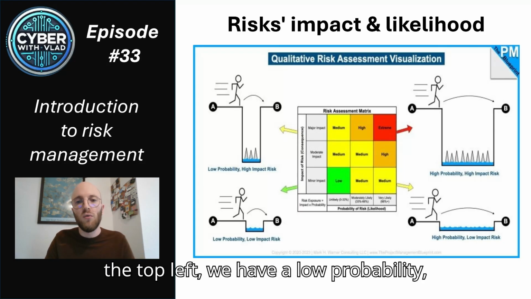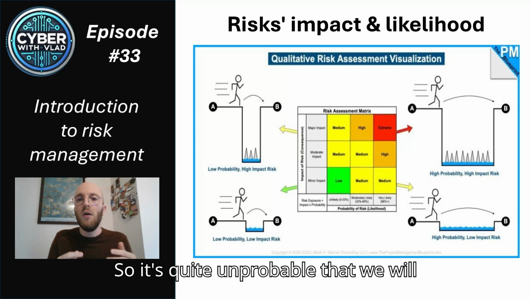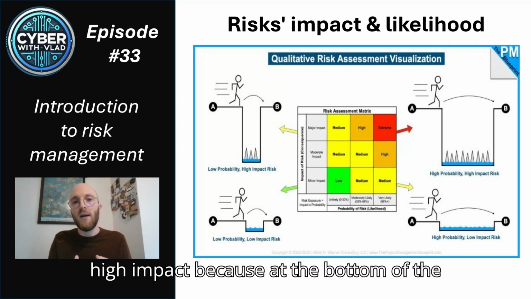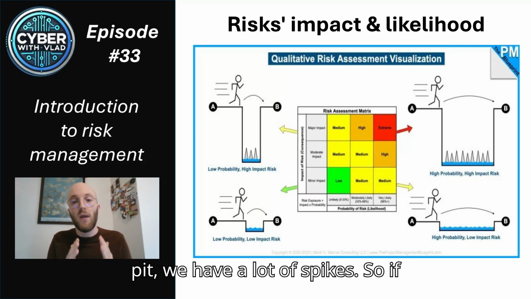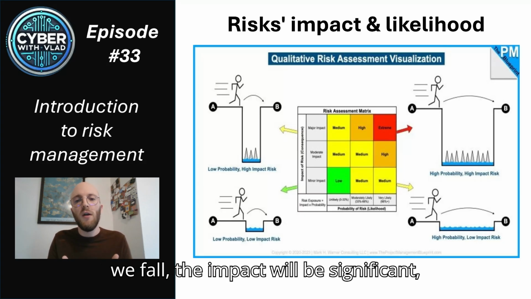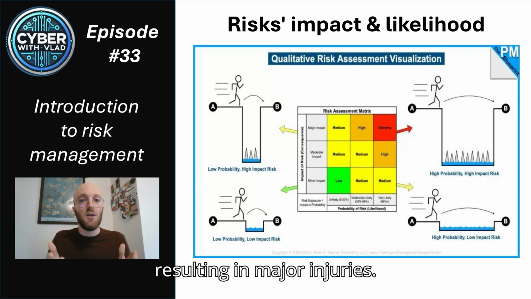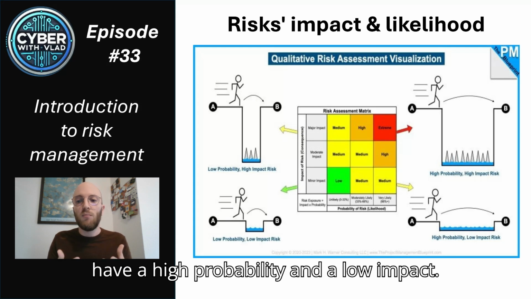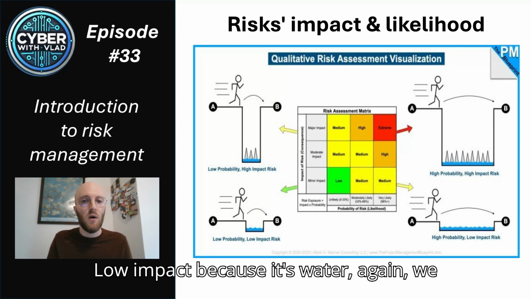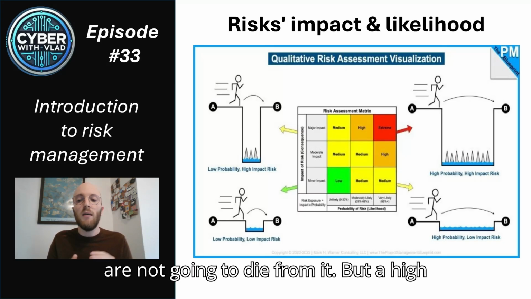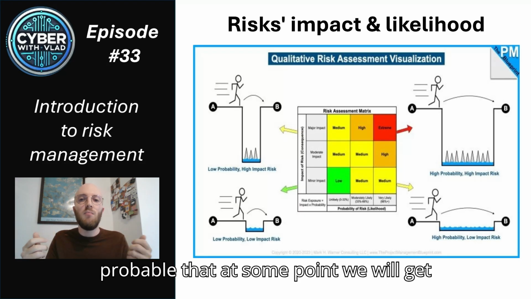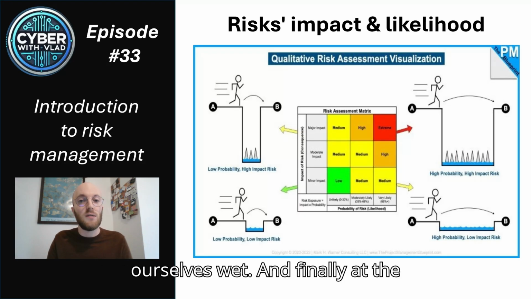However, if we move into the top left, we have a low probability, again, because the gap is quite narrow. So it's quite improbable that we will fall into the gap. However, we have a high impact because at the bottom of the pit, we have a lot of spikes. So if we fall, the impact will be significant, resulting in major injuries. Moving into the bottom right, here we have a high probability and a low impact. Low impact because it's water, again, we are not going to die from it, but a high probability because the gap here is quite significant, so it's very probable that at some point we will get ourselves wet.